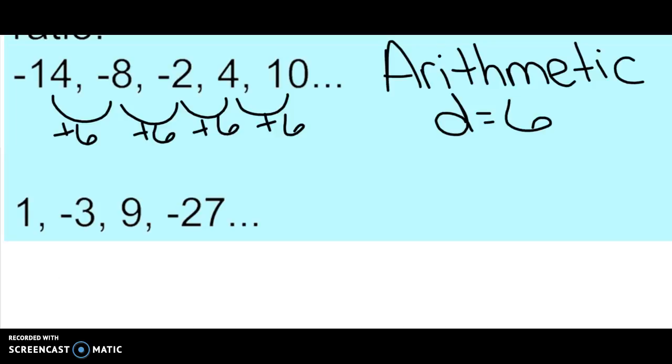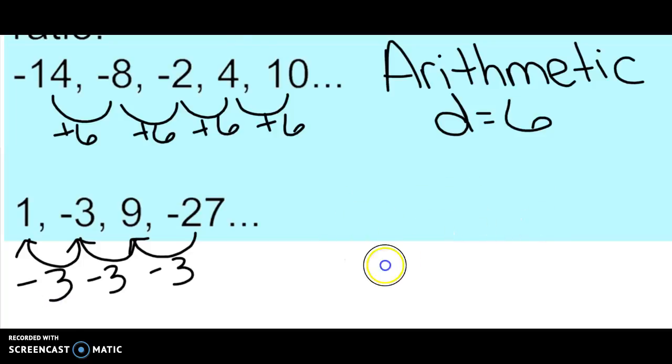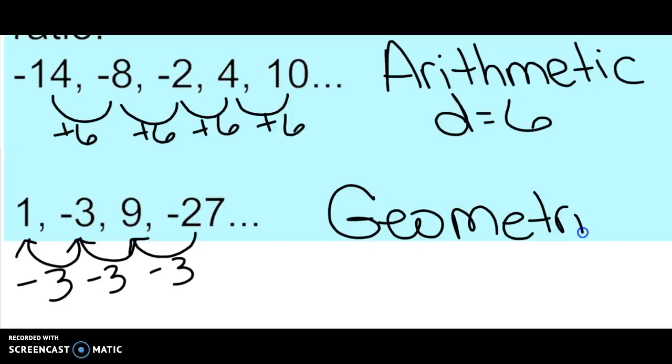I like to go backwards with these. I go negative 27 divided by 9. What do I get? That's negative 3. Then 9 divided by negative 3 gives me negative 3. And then negative 3 divided by 1 is also negative 3. So you're basically multiplying each number by negative 3 to get to the next number. This is a geometric sequence, and we don't say difference. We call that a ratio, so we're going to call it r, and that is negative 3.